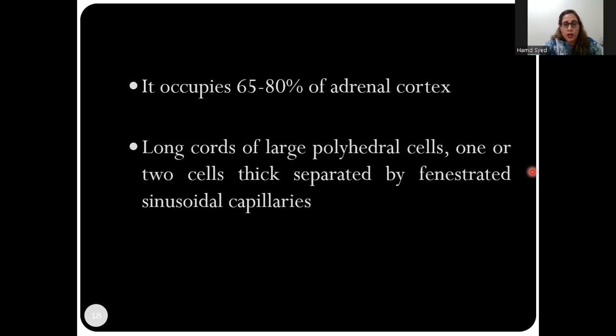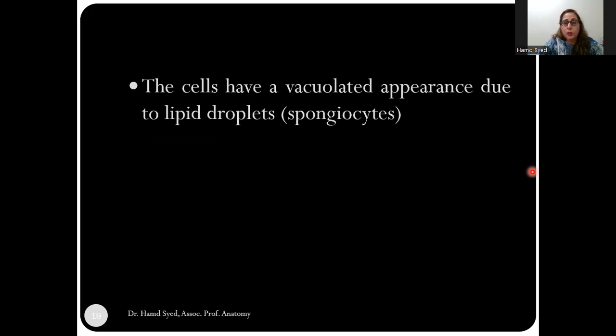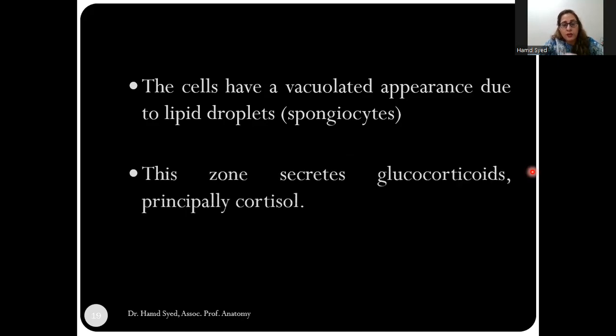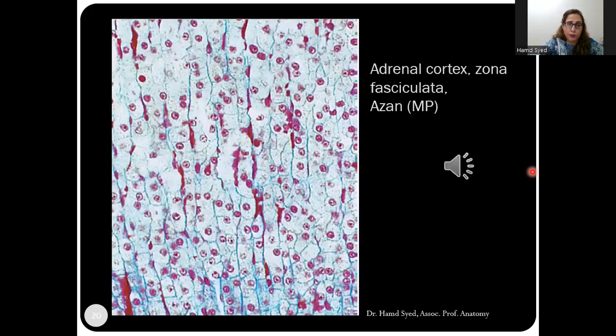So here, the word sinusoidal means that these capillaries have an incomplete basement membrane, and there are also clefts between the cells, facilitating the rapid transfer of substances between the capillaries and the cells. Also, the cells in the zona fasciculata have a unique vacuolated appearance. This is because of the large number of lipid droplets within these cells. And because of this very reason, these cells are also called spongiocytes. This is the zone which is secreting glucocorticoids, principally cortisol hormone.